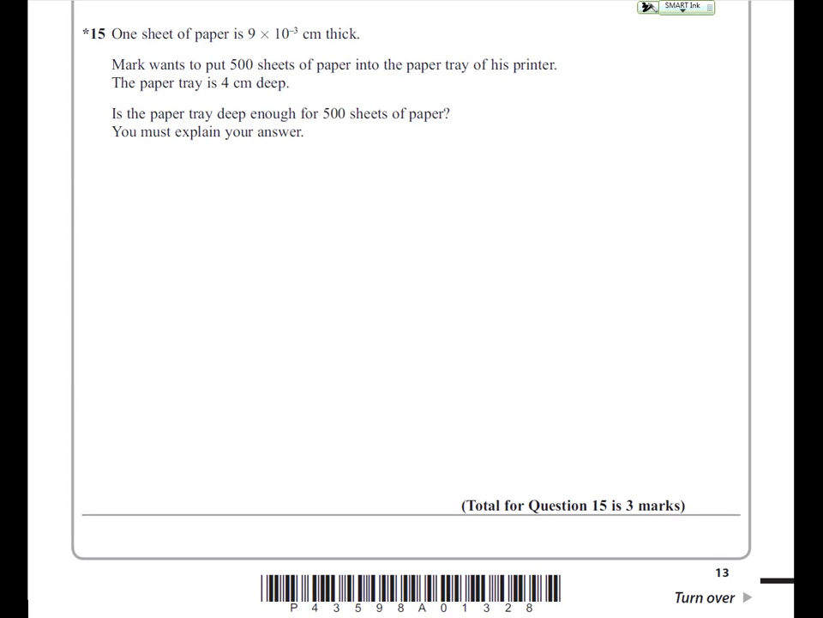Moving on to question 15. As you can see, it's another starred question. So that means that it is functional skills and you will be assessed on how well you explain your answer. Now, we've got one sheet of paper is 9 times 10 to the minus 3, exactly what, but it's going to be a decimal.